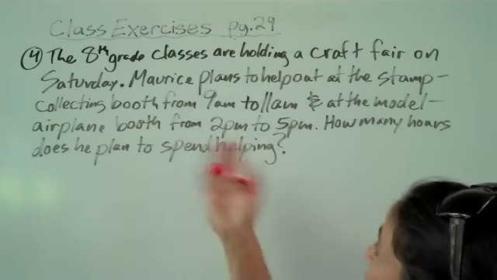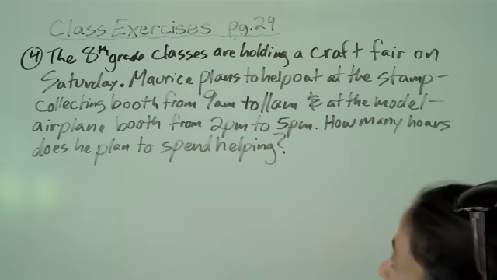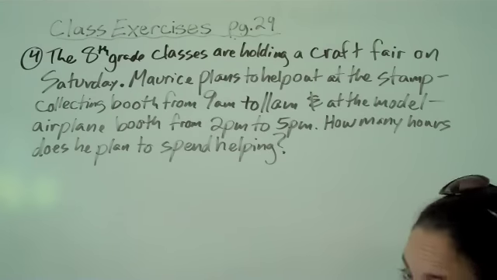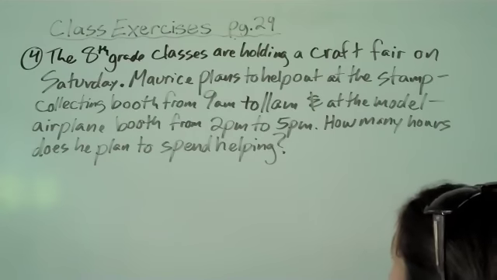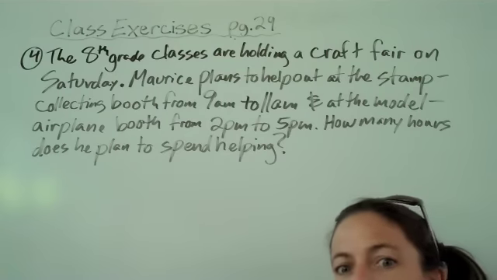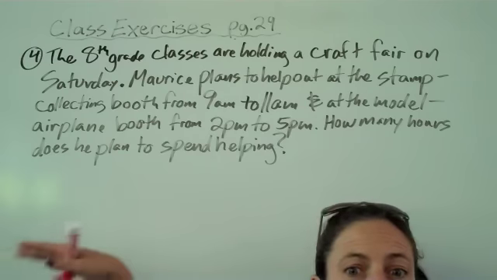So, number 4. The 8th grade classes are holding a craft fair on Saturday. Maurice plans to help out at the stamp collecting booth from 9 a.m. to 11 a.m. and at the model airplane booth from 2 p.m. to 5 p.m. How many hours does he plan to spend helping? So, you have read the problem carefully. Make sure you understand what it says. Do you need to read it again?